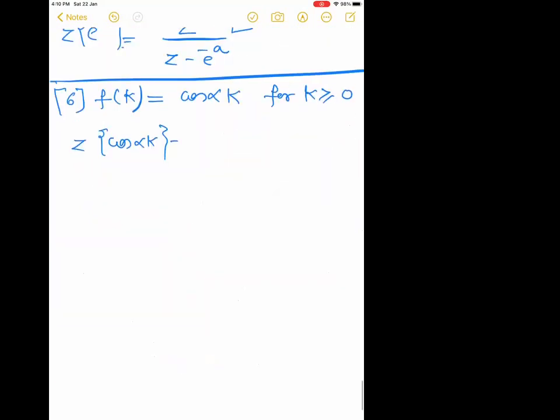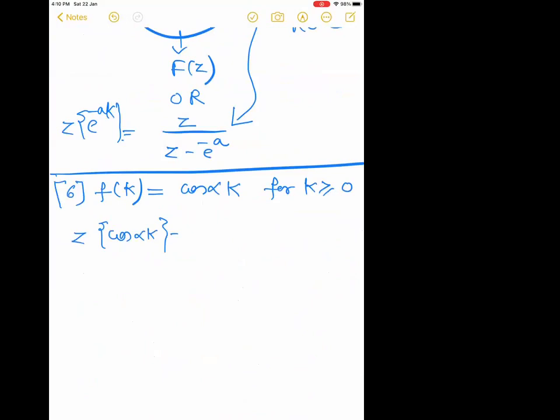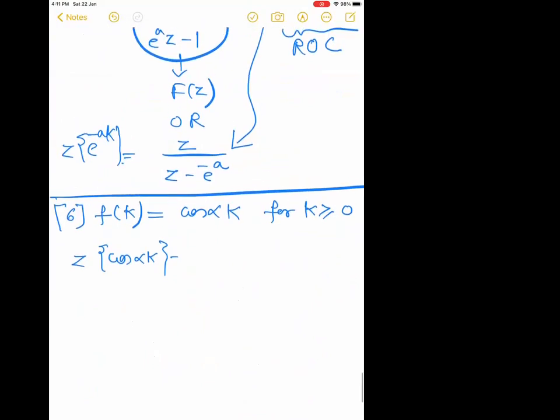As you showed in the last step, f of k is cos alpha k. Is it alpha into k? Alpha into k. Alpha is any non-zero scalar. K can start from 0, so if cos 0 is there, that will be 1. So the sequence will start from 1.